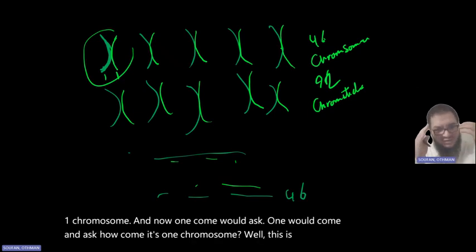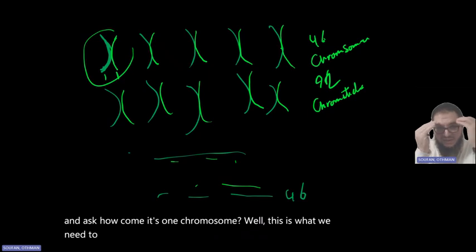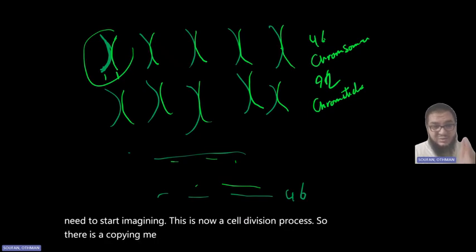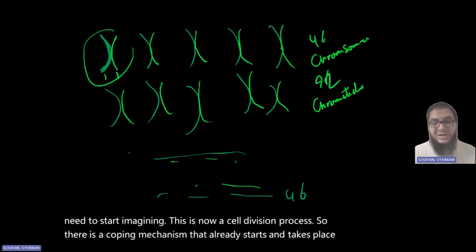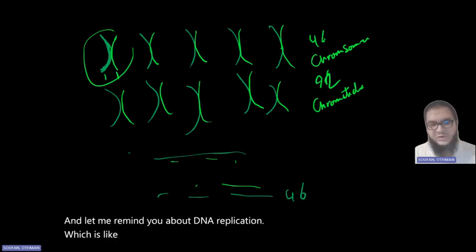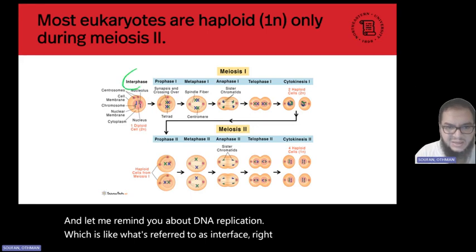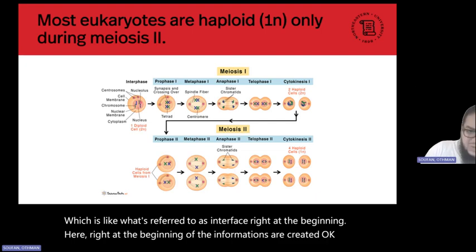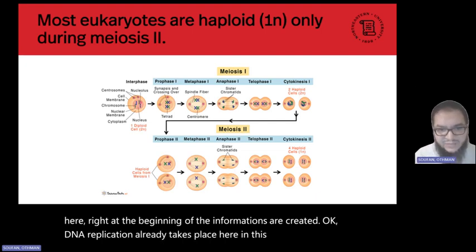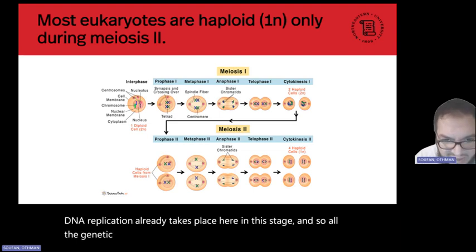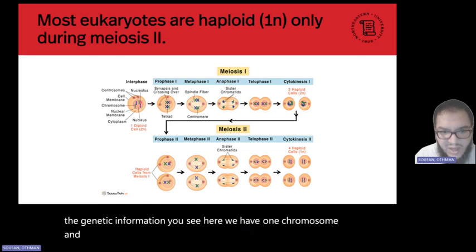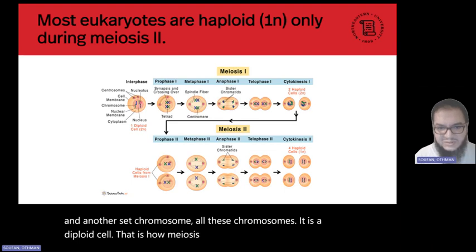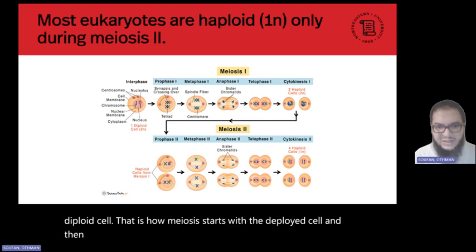Well, this is what we need to start imagining. This is now a cell division process. So there is a copying mechanism that already starts and takes place. Let me remind you about DNA replication, which takes place in what's referred to as interphase. Right at the beginning, all the information is created. DNA replication already takes place in this stage, and so all the genetic information you see here, we have one chromosome and another set of chromosomes. It is a diploid cell. That is how meiosis starts, with a diploid cell, and then all the information is duplicated.